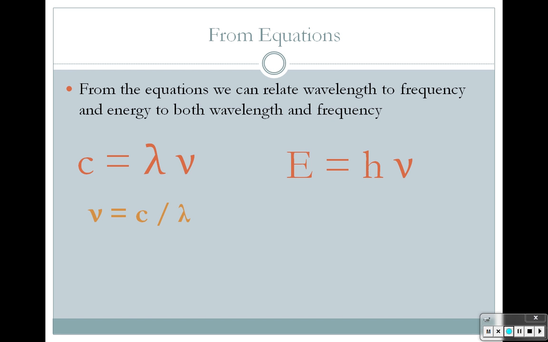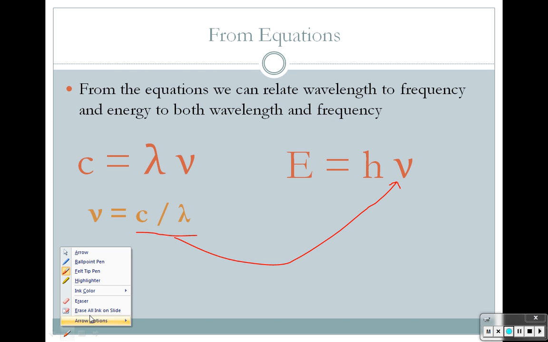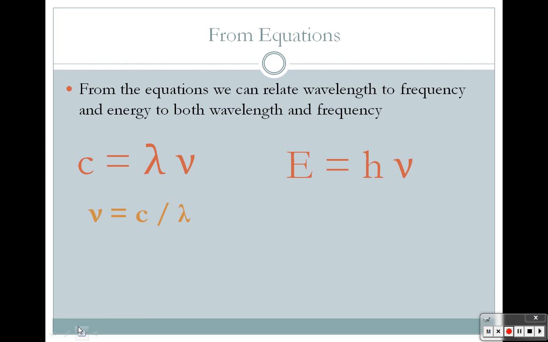And then we can substitute in the speed of light divided by wavelength for the frequency here. And if we do that, we end up with energy equals Planck's constant times the speed of light divided by the wavelength of the wave. And so that's a way to relate all of those together. Take a second and just let that sink in.